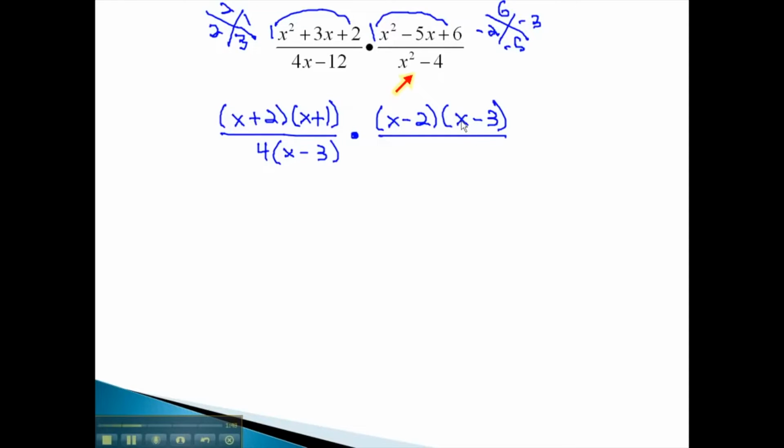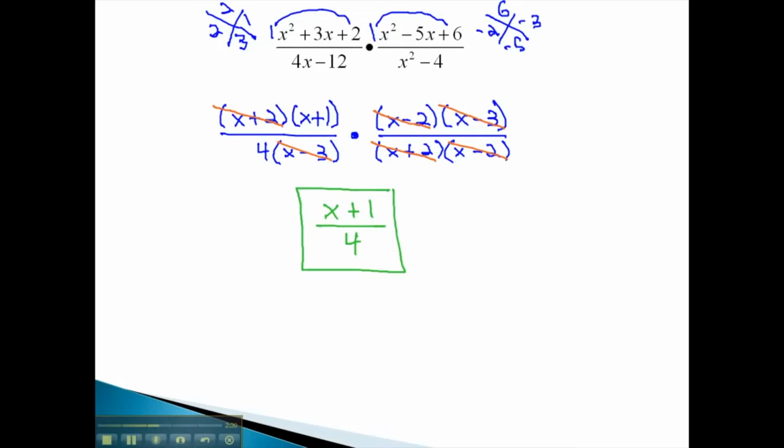In the denominator, we notice we have a difference of squares. This will factor to the sum and the difference of the square roots. This will be x plus 2 times x minus 2. Now we're allowed to reduce by dividing out the factors in common in both the numerator and denominator. Notice the x plus 2 appears on top and bottom. Same with the x minus 2 and the x minus 3. All that's left for this problem is the x plus 1 over 4, which becomes our final solution.